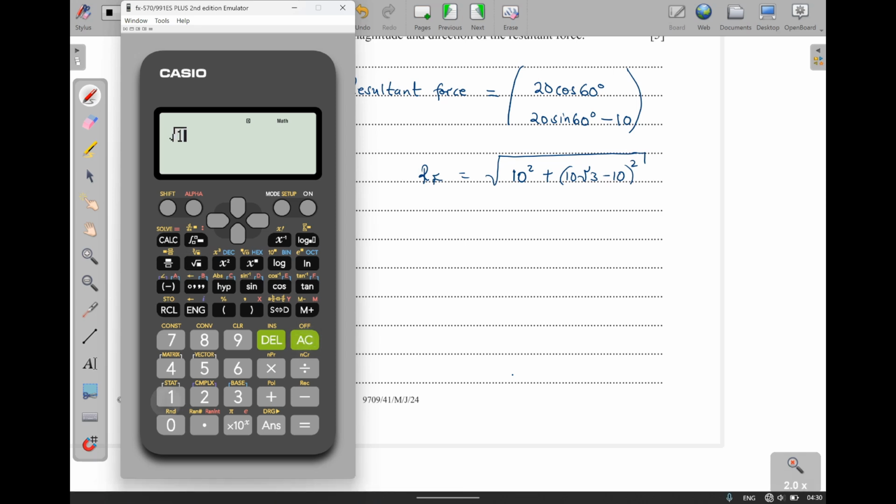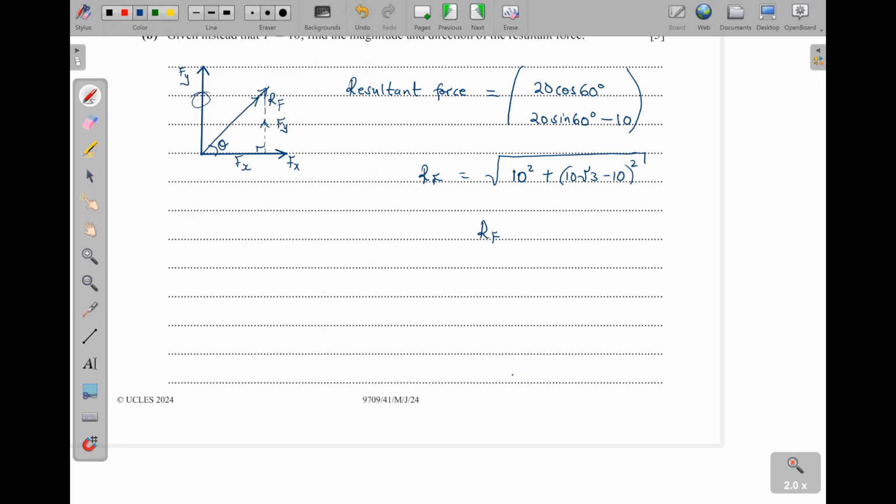Square root of 10 squared, plus (10 root 3 minus 10) bracket squared. To three significant figures, our R_F is going to be equal to 12.4 newtons. These are three significant figures. So that is what we have there.